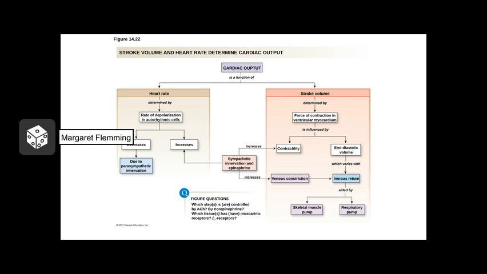Here is a really good flow chart that shows how cardiac output is influenced. Changes in heart rate are primarily driven by the autorhythmic cells, and changes in stroke volume are influenced by the force of contraction. We'll take a look at this in more detail in class also.